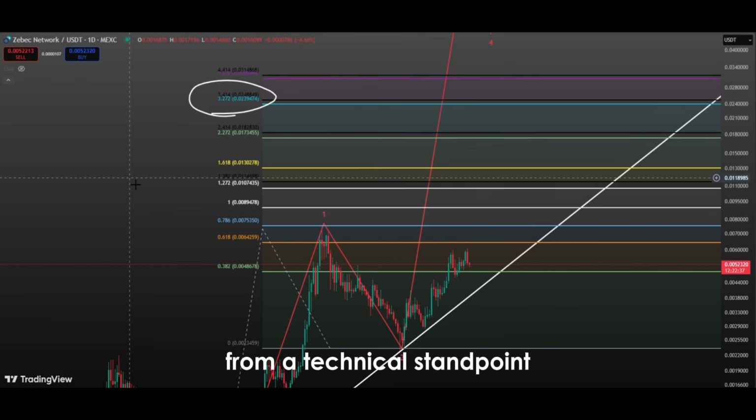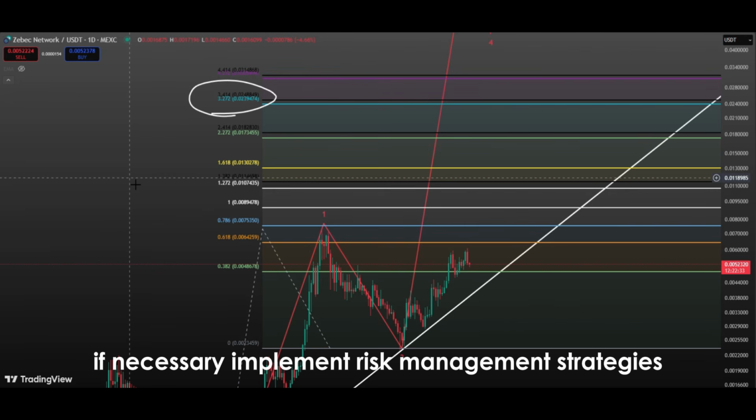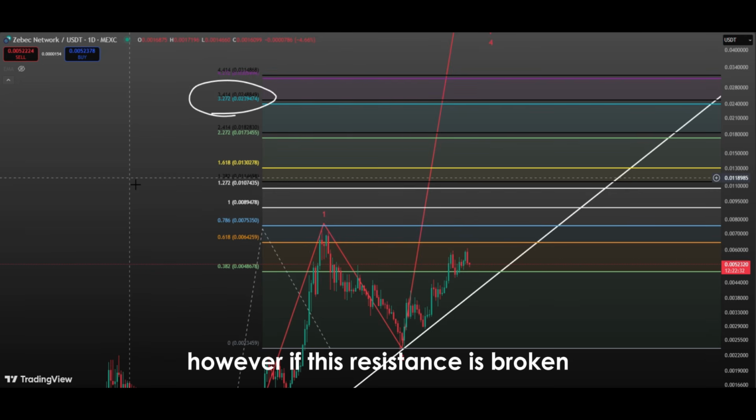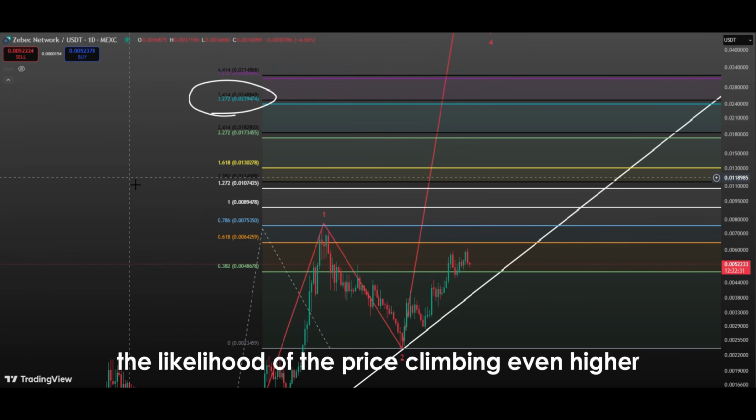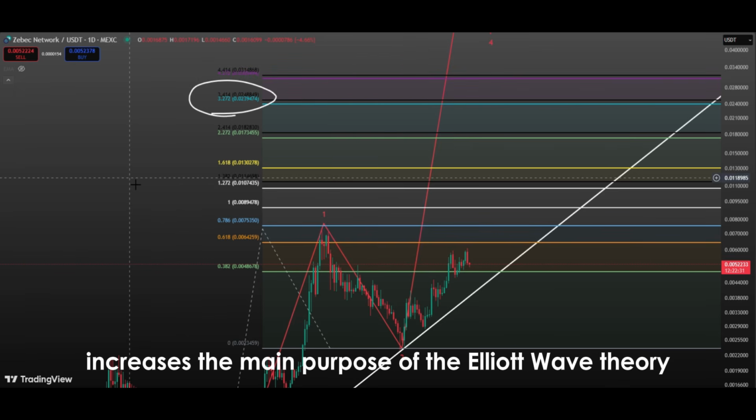From a technical standpoint, the 3.272 Fibonacci extension level is a highly critical resistance point. When the price reaches this level, it may signal to investors that it is time to take profits or review their positions. Therefore, it is important for investors to be cautious at this level and, if necessary, implement risk management strategies. However, if this resistance is broken, the likelihood of the price climbing even higher increases.